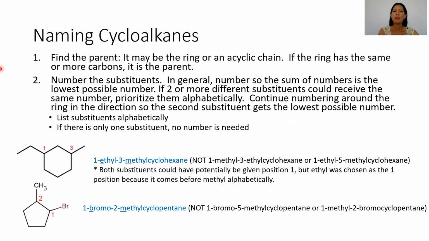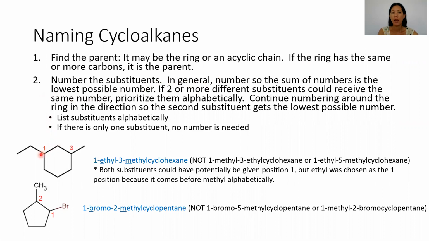A little bit of naming: it's very similar to how we did the straight chain. First of all, you want to find the parent. Sometimes the parent is the ring. Sometimes the parent is still a long chain, depending on what you have. If the ring has the same or more carbons, that is the parent. Then you're going to number the substituents as usual, and in general, number so the sum of the numbers is the lowest possible.